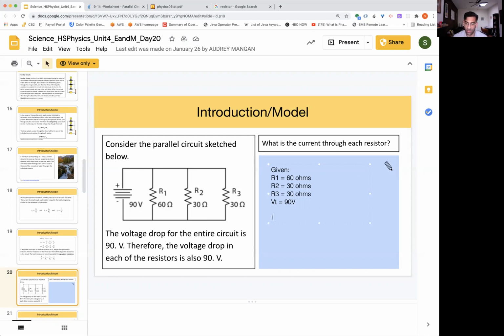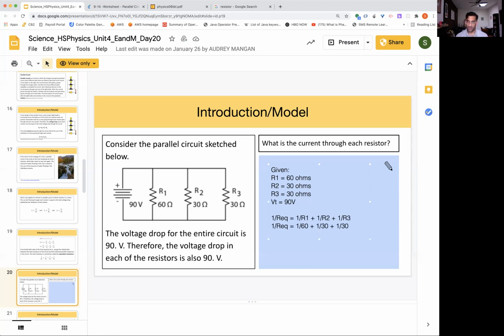So that is 1 over Req is equal to 1 over R1 plus 1 over R2 plus 1 over R3, all right? And now I'm going to plug in the actual numbers, and let's see where we get. What you're going to see, very interestingly, is that the equivalent resistance is always going to be less than the individual resistances, all right? Let's see that play out mathematically. So 1 over Req is going to equal 1 over 60 plus 1 over 30 plus 1 over 30.